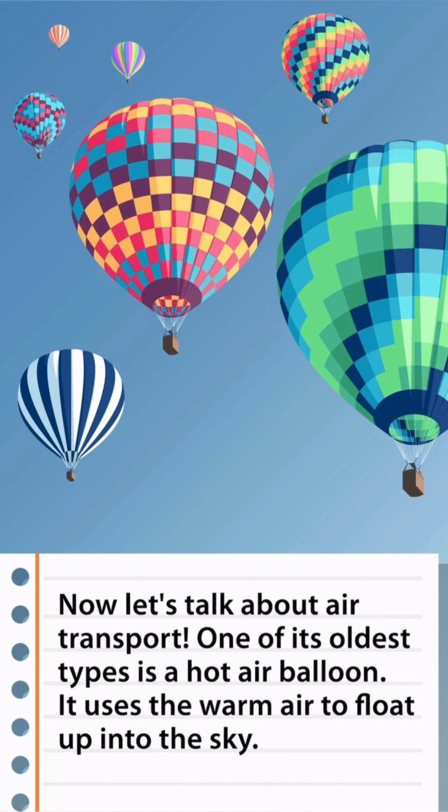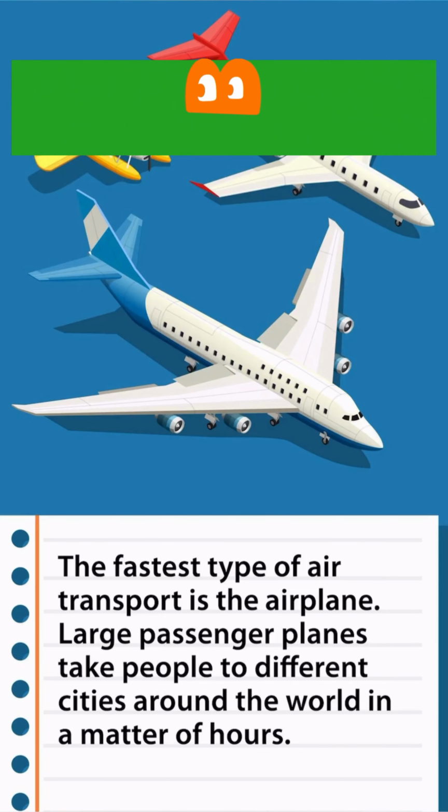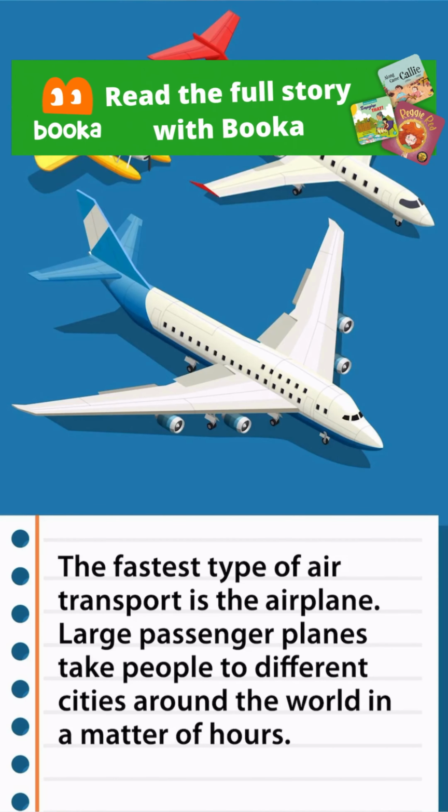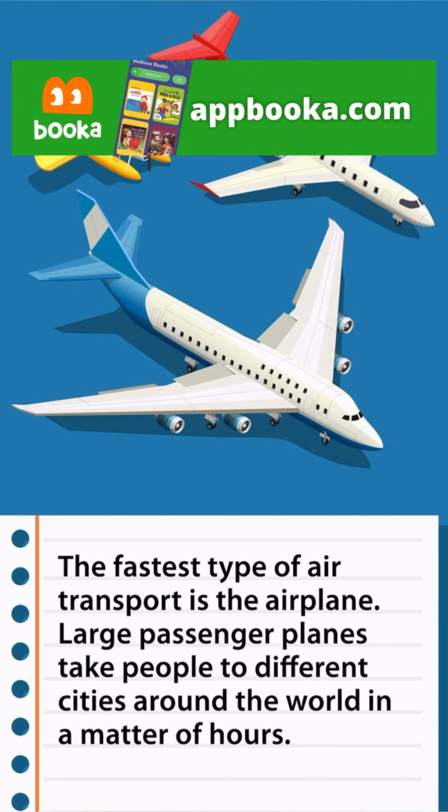Now let's talk about air transport. One of its oldest types is a hot air balloon. It uses the warm air to float up into the sky. The fastest type of air transport is the airplane. Large passenger planes take people to different cities around the world in a matter of hours.